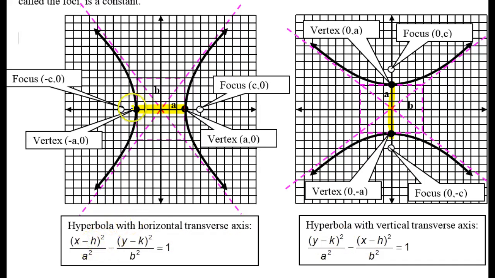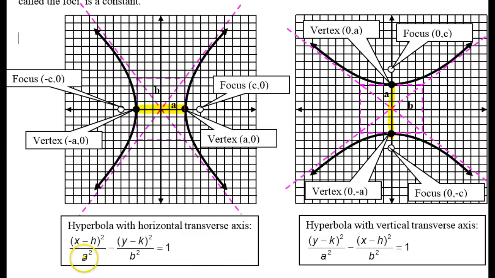So if you have a horizontal transverse axis, then the x term for the hyperbola will be positive. If you have a vertical transverse axis, then the y term will be positive. And we will always put the positive one in the front. All right, so if you're looking at a horizontal hyperbola, the x part should be in the front and positive. If you're looking at a vertical hyperbola, the y part should be in the front and positive.